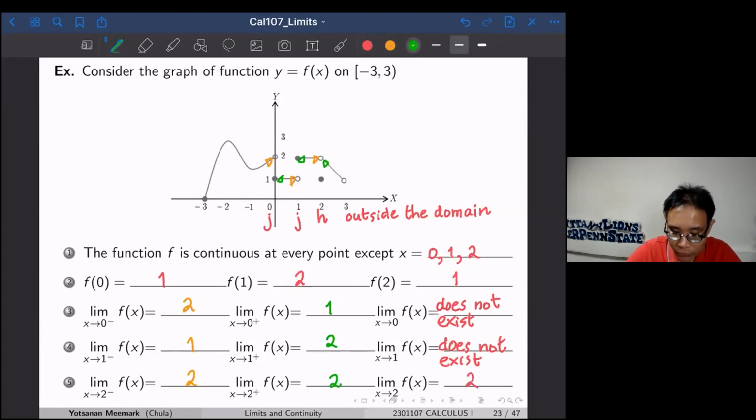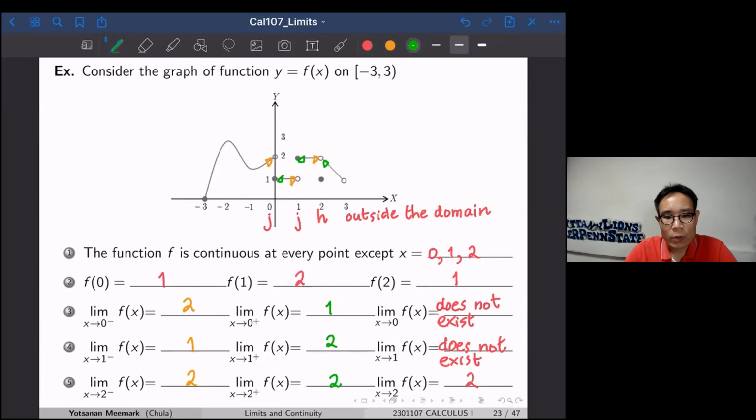Okay, so I use color to indicate left and right. So the left side I use the orange one, and the green one I use for the right side. Okay, so this is how we determine the limit from the left, from the right, and the limit at the point by using the graph of the function.